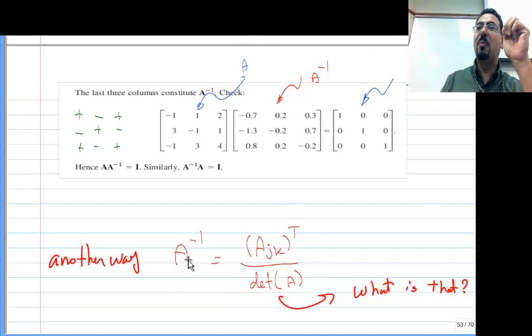So the inverse of the matrix is to basically have A_JK, which I will explain in a second, transpose, and then divide this by the determinant of A. So to start with, what is the determinant? Let's remember what is the determinant.